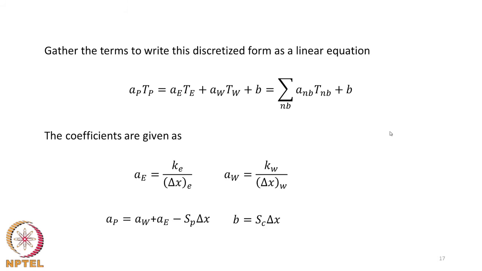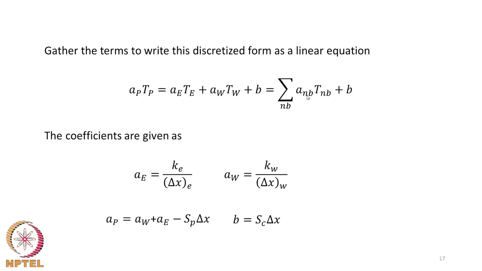And when we gather the terms, this is how it would appear. You would write it as, on the left hand side, the temperature at the location P, Tp, and it is dependent upon a weighted average of the temperatures at the neighboring locations, and then there will be a constant term that will be added, which takes into account the source term. And you can see that it is essentially coming as a summation of neighboring location temperatures weighted by a coefficient.